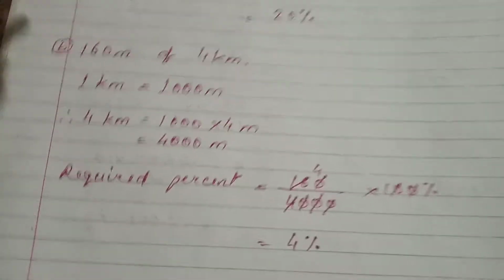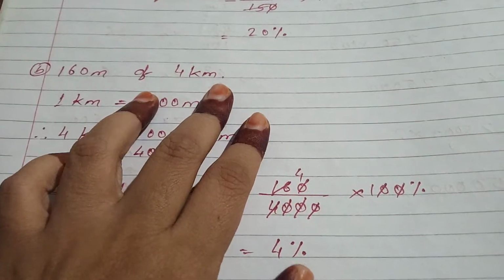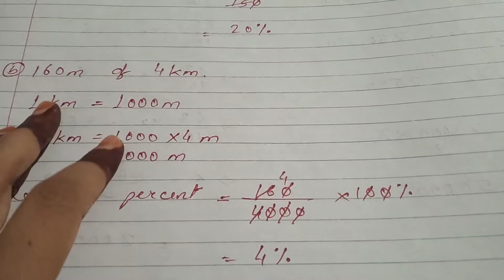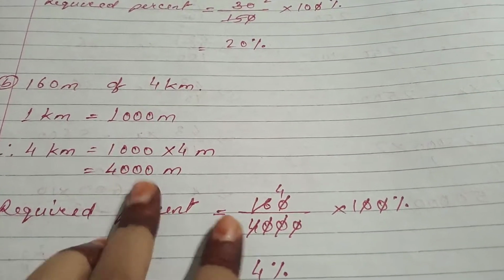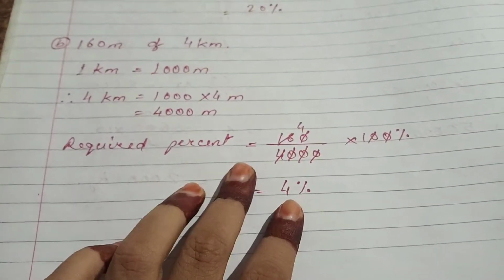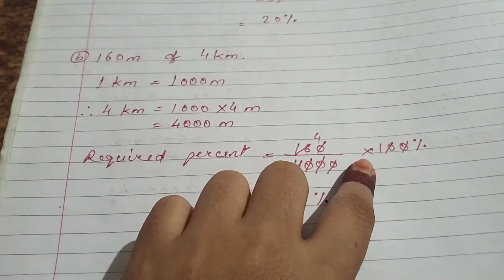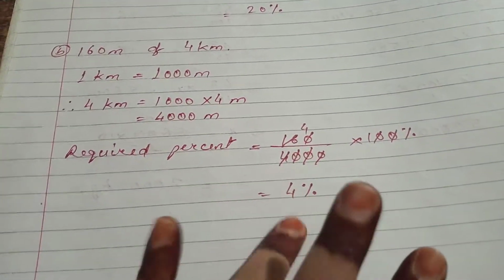Next is 160 meter of 4 kilometer. Now here you see there is a difference in the unit, so we'll convert them to same unit. 1 kilometer equals to 1000 meter, therefore 4 kilometer equals to 1000 into 4 equals to 4000 meter. Therefore required percentage is 160 divided by 4000 into 100%. So after final cancellation, our answer is 4%.